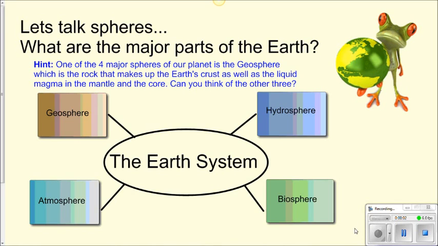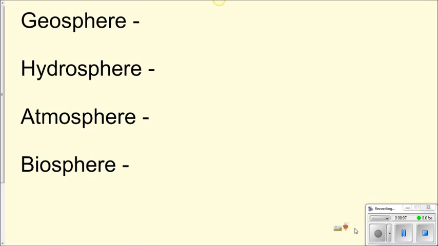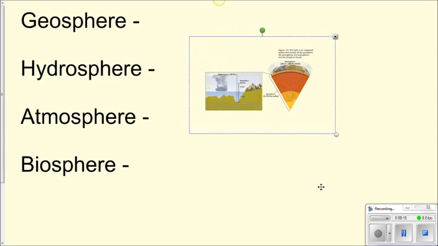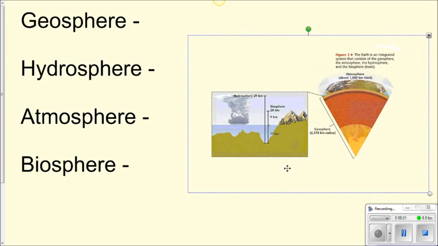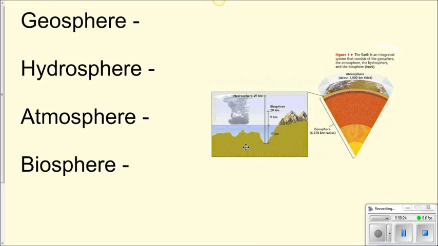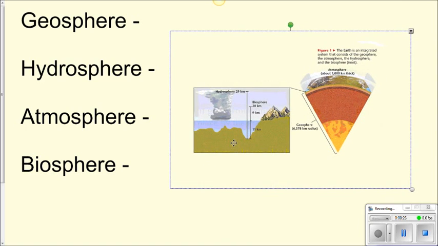Now let's take a look at those spheres that make up the Earth system. We have the geosphere, hydrosphere, atmosphere, and biosphere. And when you think about that, all of those things combine to make up our planet. Let's take a look at where on our planet we would find those things. I have a little picture to blow up here. In this picture, you can see that we have all four different spheres of the planet represented in these different diagrams. So you can see here the biosphere. We'll start with that.